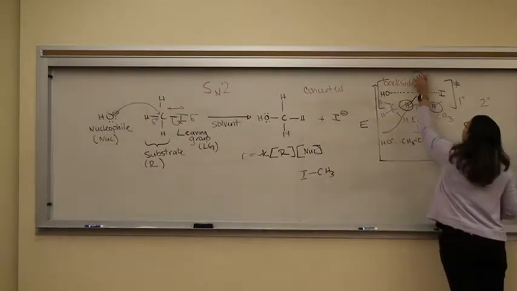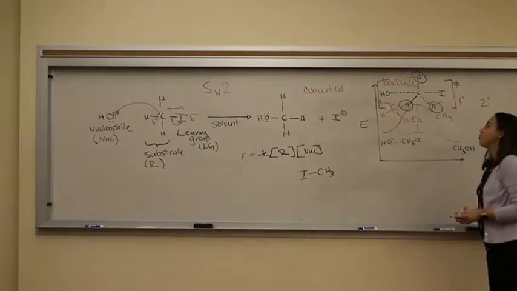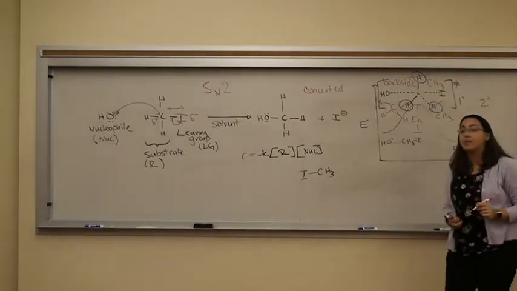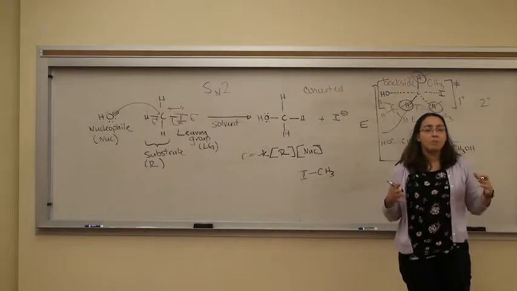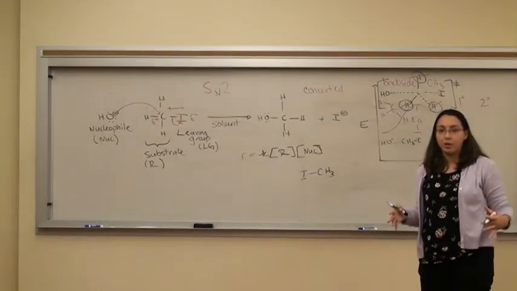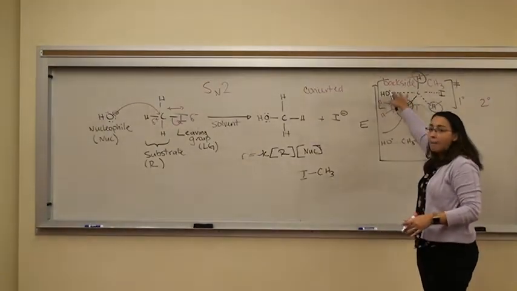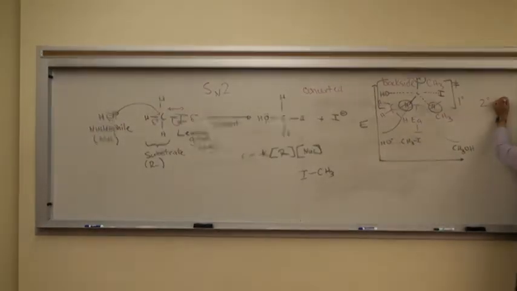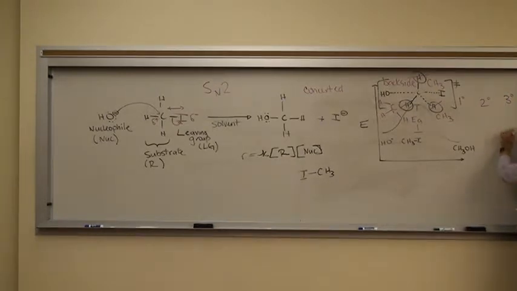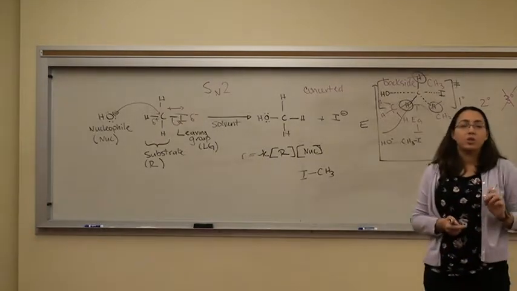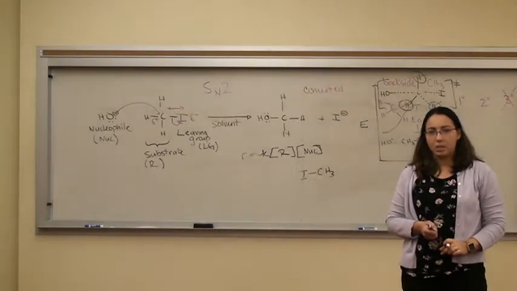However, if we replace all three hydrogens and we have carbons on all three sides, this carbon becomes too hindered for an SN2 reaction, for a backside attack to happen. And therefore, tertiary carbons do not undergo SN2 reactions. They can react, just not through the SN2 mechanism. Okay?